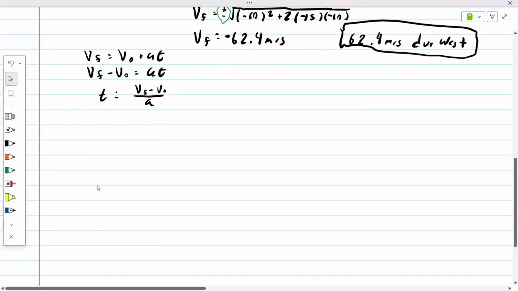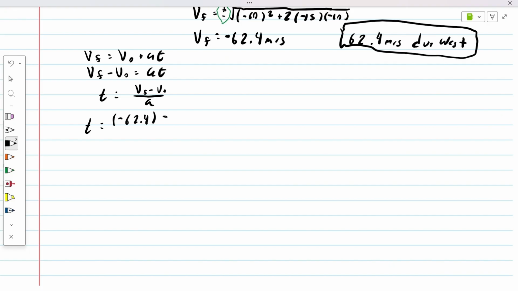So I'll scroll down a little bit. Now that we have this with the t separated out, we can plug in our values here. The final velocity is a negative value, as we determined before. And our initial is also a negative value, which is negative 60. And we divide this by a negative acceleration of negative 15. And that will give us 0.163 seconds. So that's how long he was traveling for.